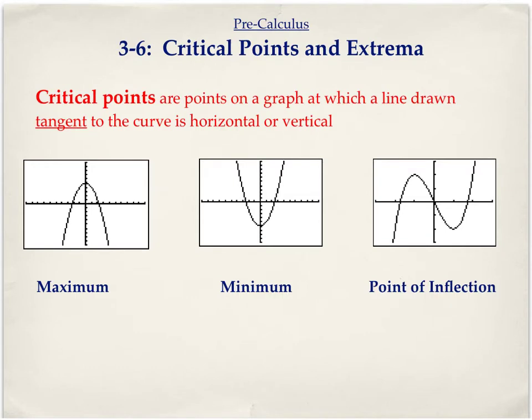Critical points, as you can see, are points in a graph in which a line drawn tangent to the curve is horizontal or vertical. You may remember from your geometry days that tangent is also a trig function that we'll talk about, but it's also a line that just kind of grazes the edge of a graph. So on this first one here, I'm drawing a tangent. You can see that's going to be a horizontal line, way at the top of that parabola. Here the tangent line would be on the bottom, just grazing that graph at one point.